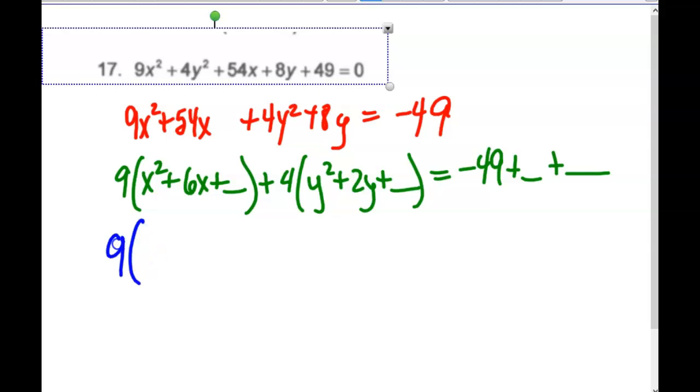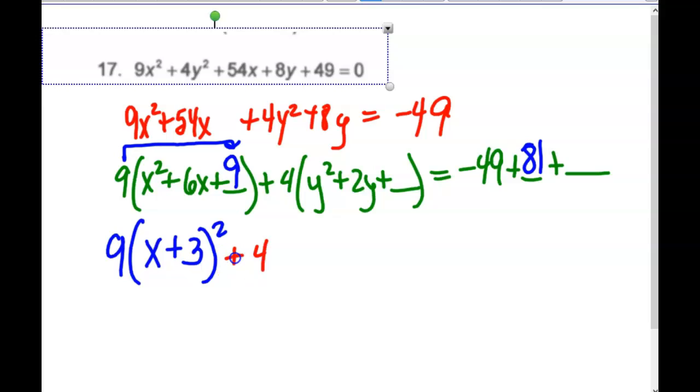All right, so we keep the 9 in front. This parenthesis, instead of x squared plus 6x plus blank, becomes x minus 3. Is that right? No, it's not minus, right? X plus 3. When we square it, we get 9, but what did we add to that side then? 9 nines, or 81.